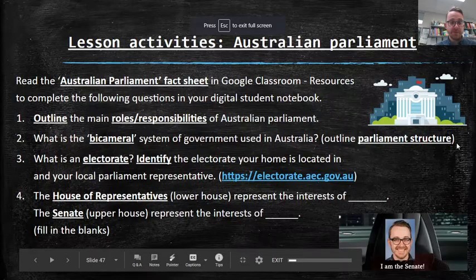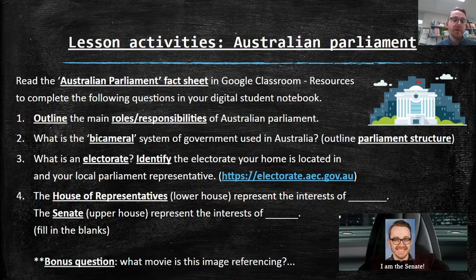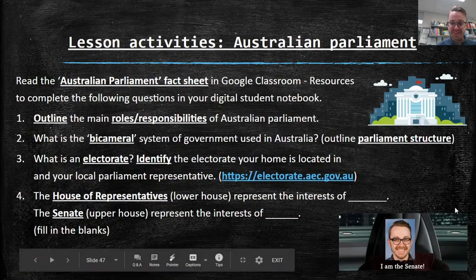And then finally, question 4 is to fill in the blanks. Only 2 words I'm looking for here, really. The House of Representatives, the lower house, represents the interests of blank. And then the Senate, the upper house, represents the interests of blank. And then the bonus question, which you don't have to do, was just something silly from last year that I forgot to take out. What movie is this image on the right referencing there? Someone saying, I am the Senate.